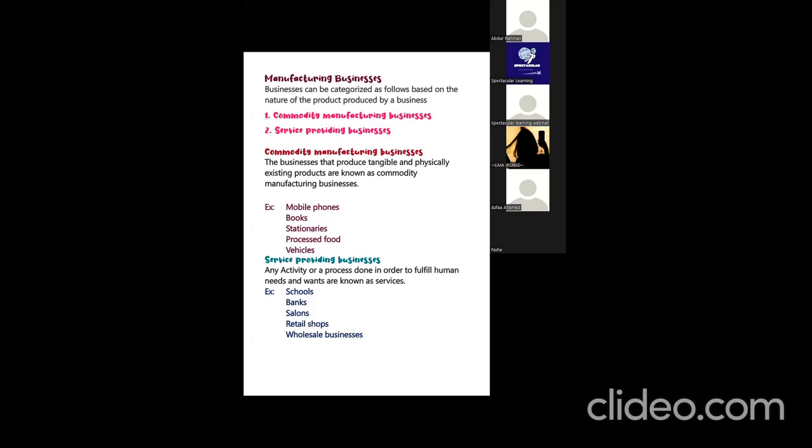Then service providing businesses are any activity or a process done in order to fulfill human needs and wants. For example, school: it's a service done to fulfill education. Banks: it's a service to fulfill financial needs. Then salons, retail shops, wholesale shops. Those are some of the examples of service providing businesses.